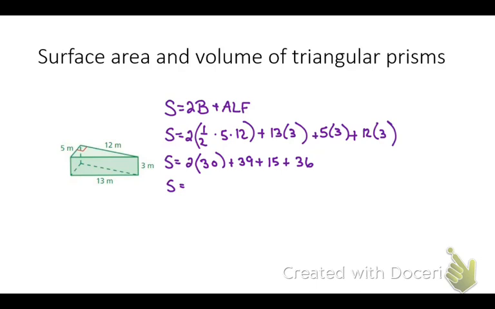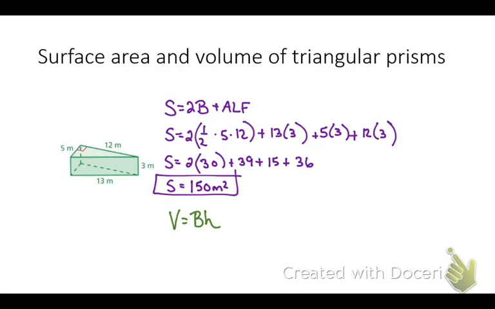All right, what'd you get? I got 150. All right, surface area of a triangular prism. Okay, now I need to find volume. What's my formula for volume? V equals capital B times the height of my prism.